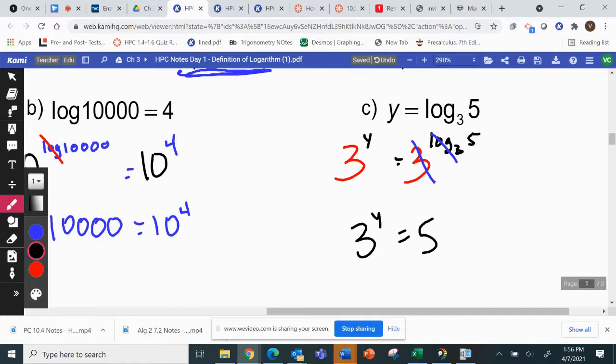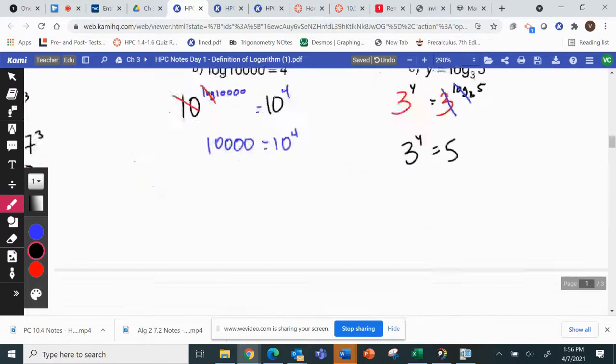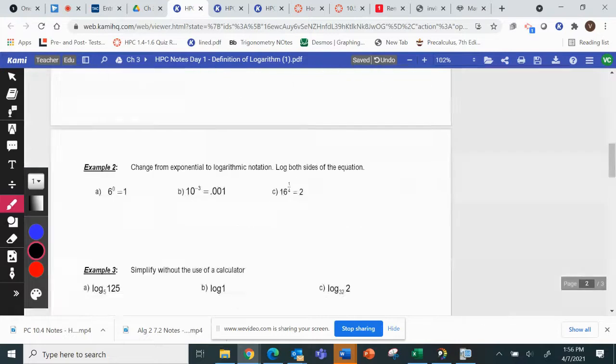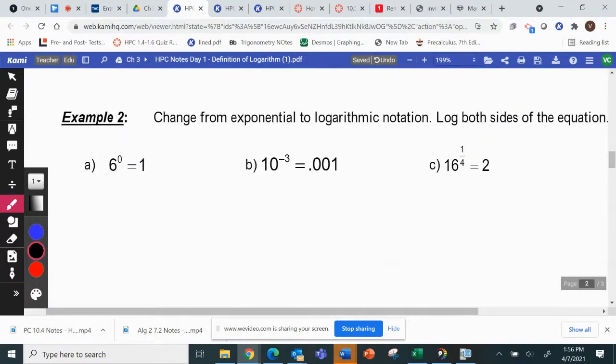Again, why are we doing this? Just so we know how to do it for when it gets more complicated. Next section is change from exponential to logarithmic notation. So if we're changing to logarithmic notation, you're going to do what's called log both sides. That means you're going to put log in both sides. We've already done this.